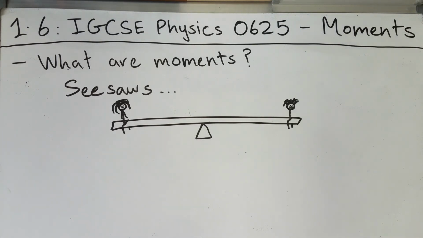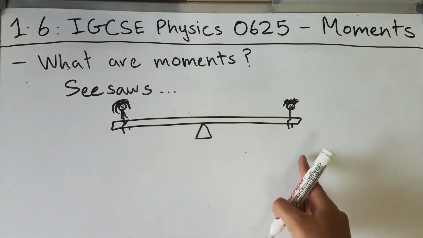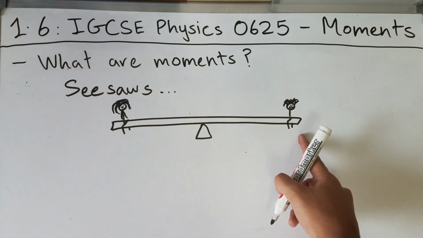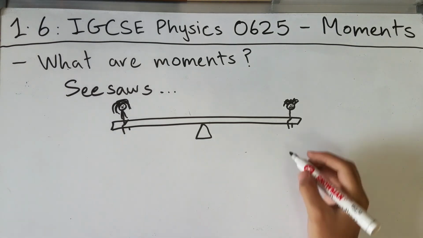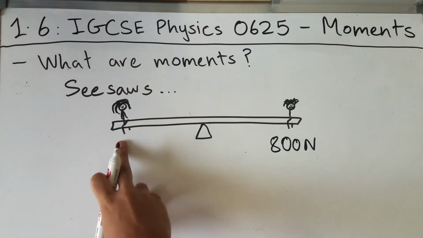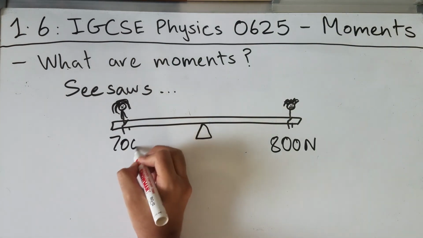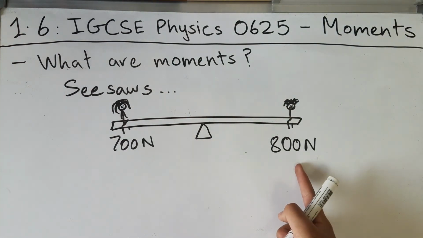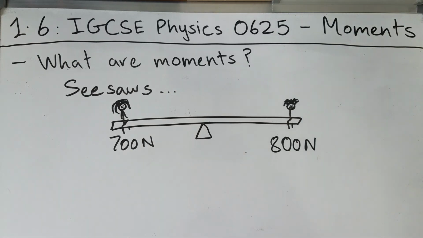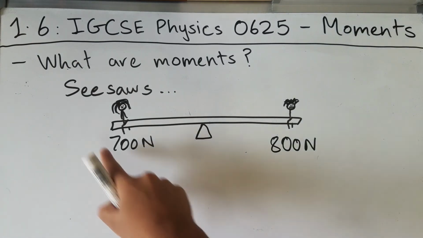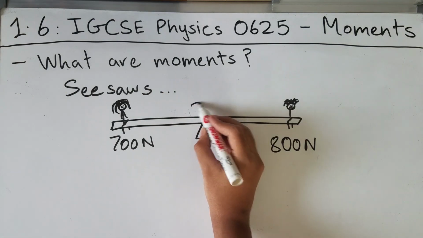In this situation, I can see that there are two moments being applied on the ends of the seesaw. On this end, let's say that this person's weight is applying a force on this end of the seesaw, and let's say that this person's weight is about 800 newtons. And let's say that this girl's weight is about 700 newtons. So this boy has a mass of about 80 kilograms, and this girl has a mass of about 70 kilograms. They're quite heavy. And let's say that the length of this seesaw is about 2 meters.